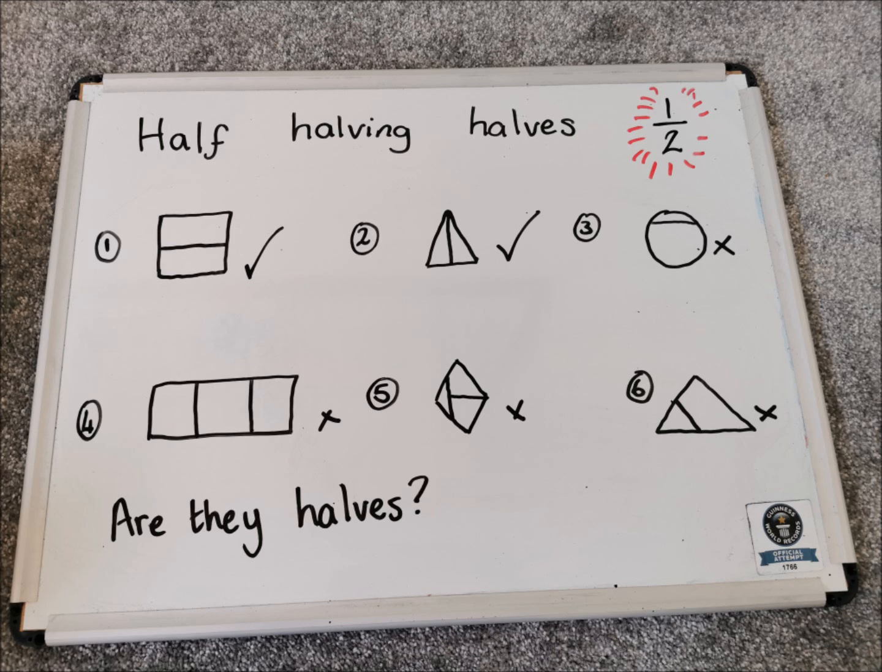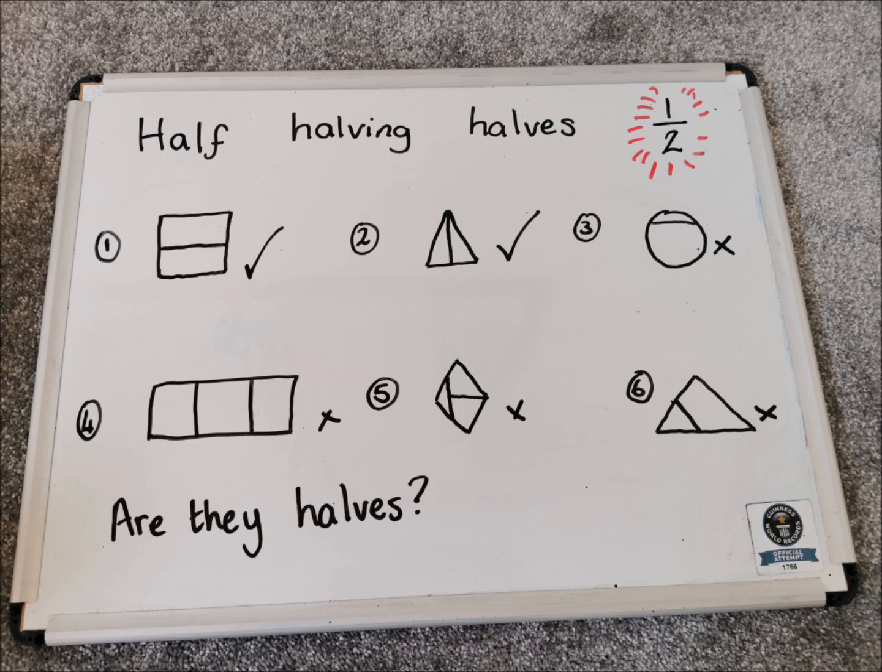Same with number 2, that is also a half. Number 3, although it is cut into 2 pieces, it's not a half because they are not the same size. You see how that top section is really, really small and then the bottom section is huge? Not the same size, so it's not a half.